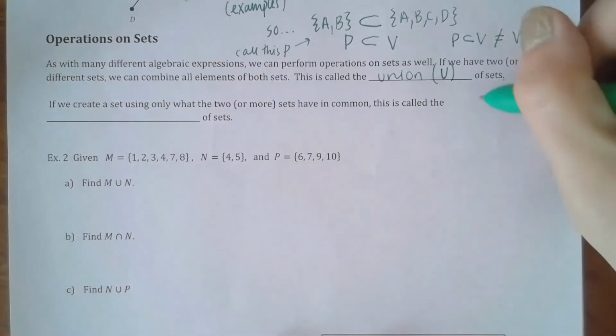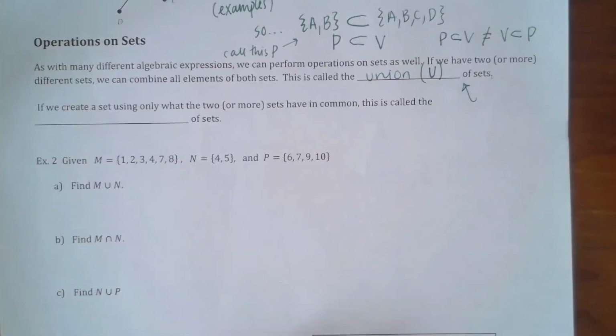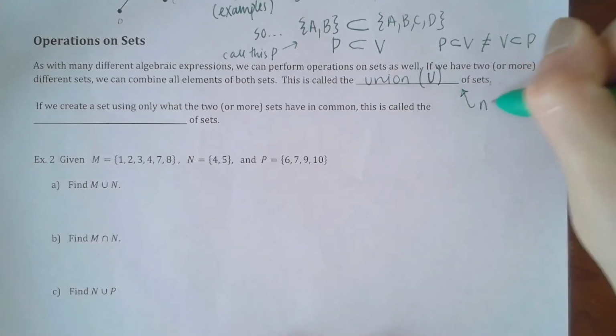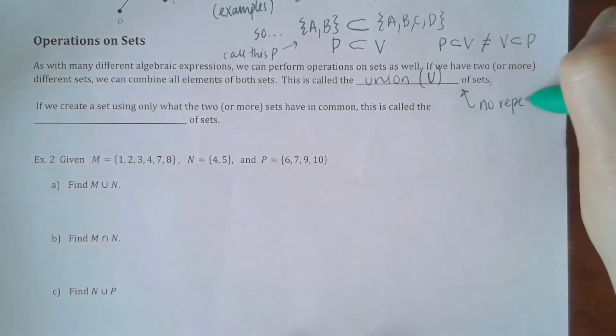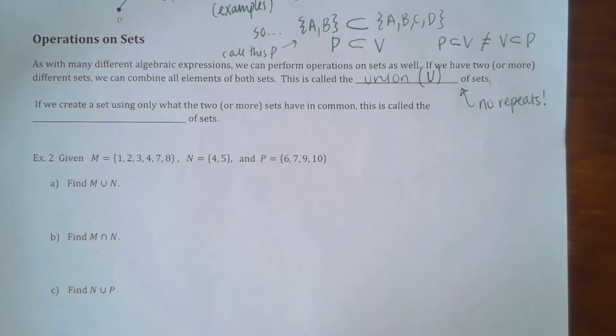It's the union of all these sets. It combines them all. And the important part here, there's only one thing that you have to be careful of. We don't have any repeats. So if some element A is in both of them and I do the union, or I combine them, you wouldn't list A twice.